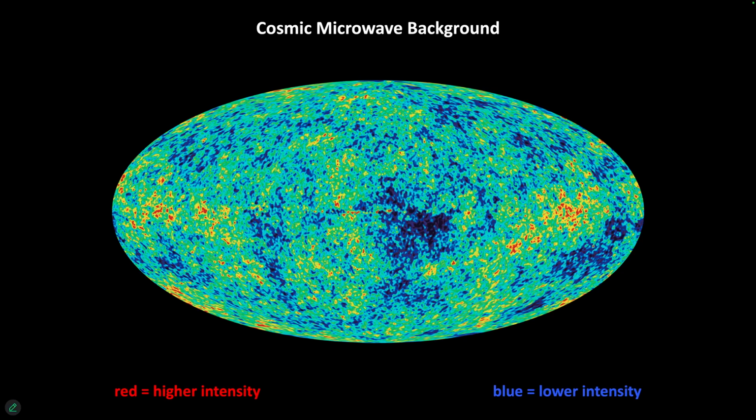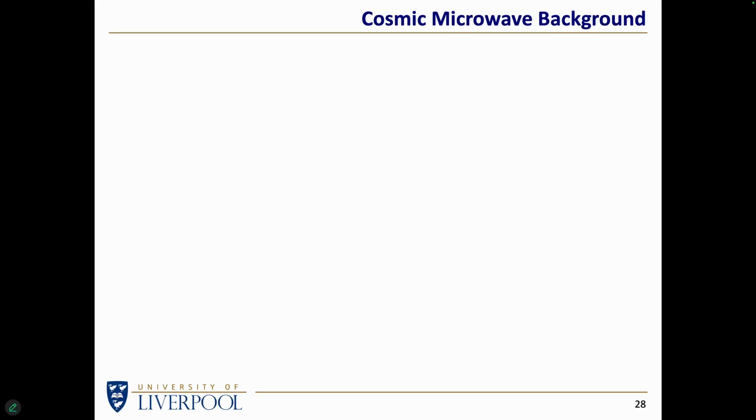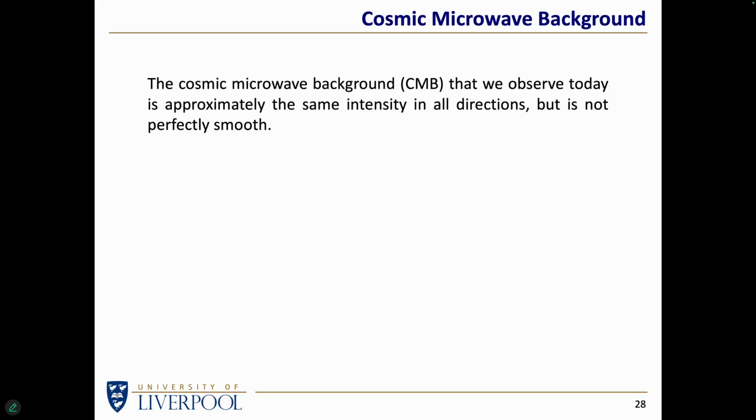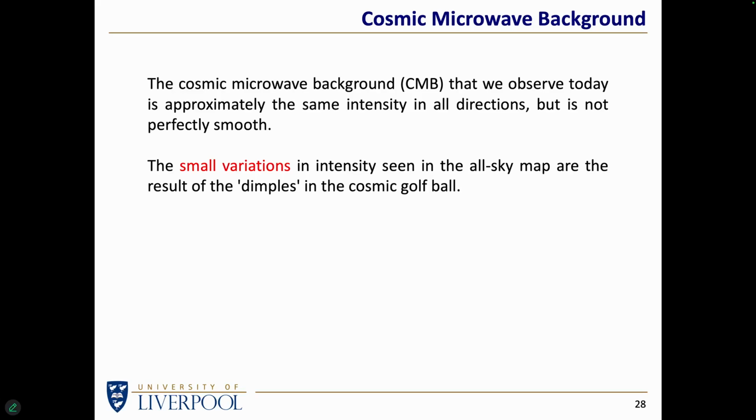Remember the cosmic golf ball? There were dimples. There were small variations in density, small variations in temperature in the very early universe. And those small variations in density and temperature have effectively imprinted themselves on the microwave background. So in a sense, we're looking at the dimples in the golf ball from that very early universe. That's why it's rather important to study the cosmic microwave background. It's not the same in all directions, and the small variations tell us about the dimples in the golf ball, and that helps us understand how the galaxies ended up the way they are.